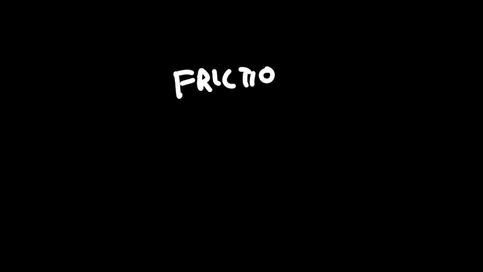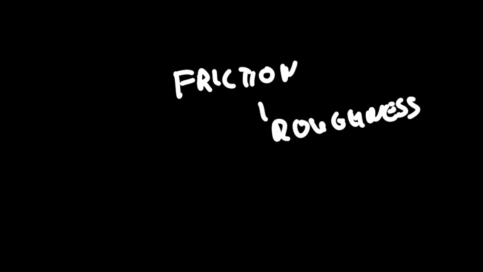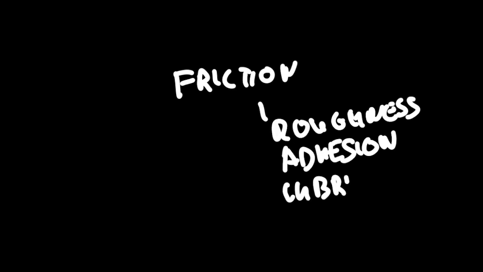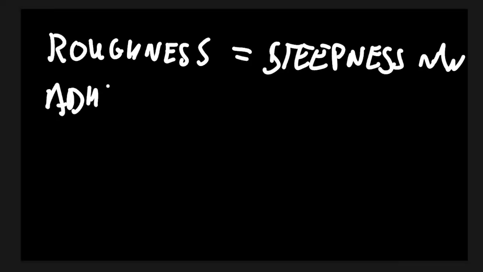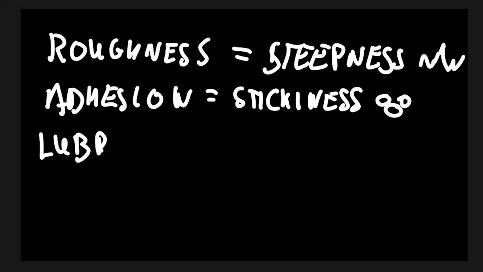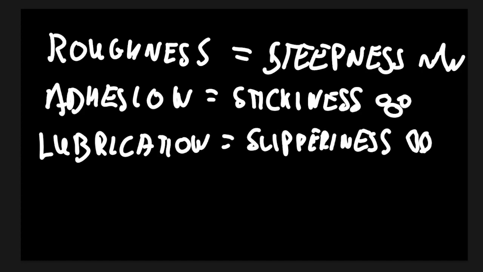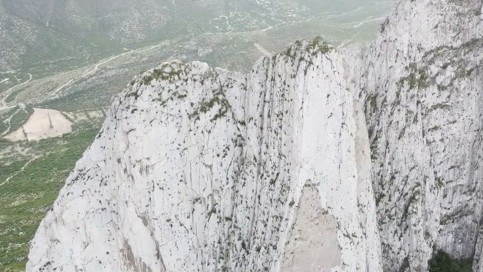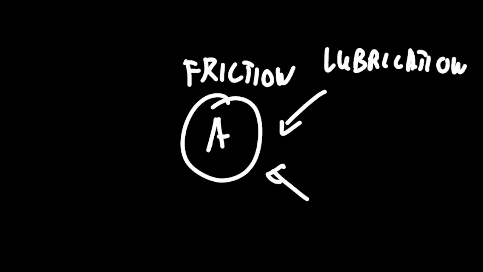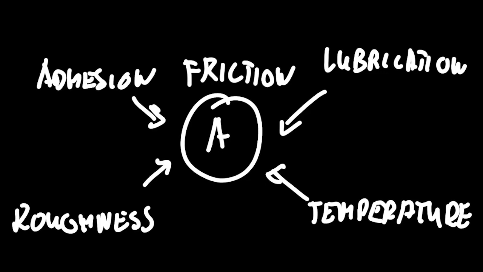On this scale, it is also important to consider three additional factors: roughness, adhesion, and lubrication. Roughness is the measure of steepness. Adhesion is the measure of stickiness. Lubrication is the measure of slipperiness. In our hike, you can think of this as the steepness of the mountains in the way, the muddiness in the trail, and how wet it is on that day. Each one of these influences the amount of friction the atom experiences.